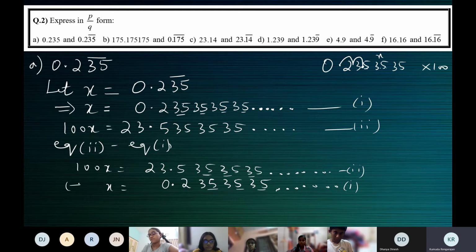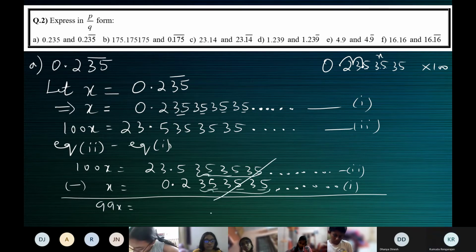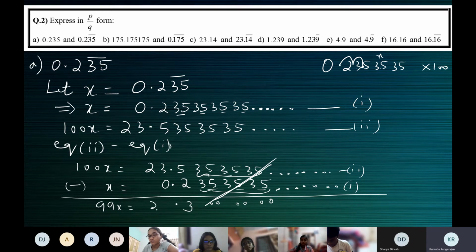Now subtract. What will you get? 100x minus x is 99x is equal to. Now when we subtract, this portion is going on forever. The same thing is going on forever, so they get cancelled. You'll get 0, 0, 0, 0, 0, 0. That means you can just cancel this portion. And now 5 minus 2 is 3, so 99x is equal to 23.3. Please write down till here, children.